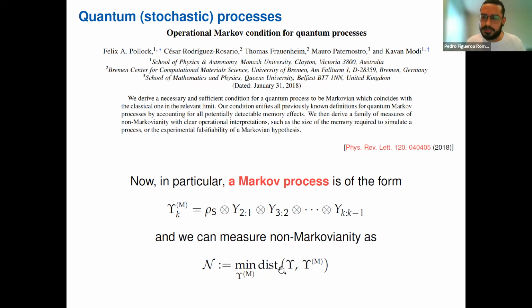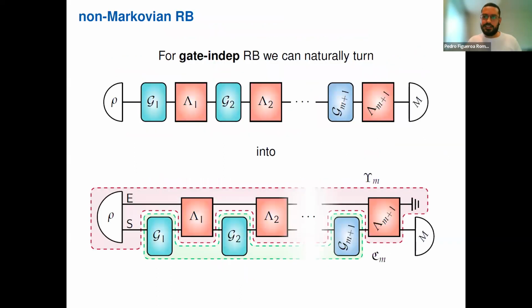Okay, and then you can also measure non-Markovianity with any relevant distance measure between quantum processes. So you can just take your process and measure how far it is from the closest Markovian process in your space of quantum processes. And that will give you an operational, relevant measure of non-Markovianity. Okay, now for randomized benchmarking, of course, we can directly turn this Markovian scenario into something that looks like this, okay? So now this environment is the one mediating the correlation. So this lambda two would depend on what this lambda one was before through the environment, and so on, right? So the environment keeps track of this memory.